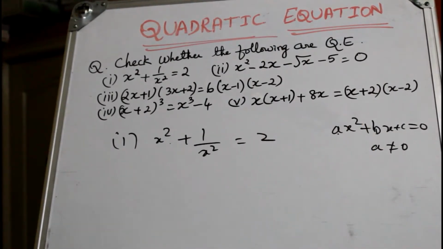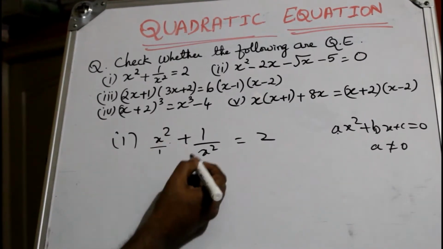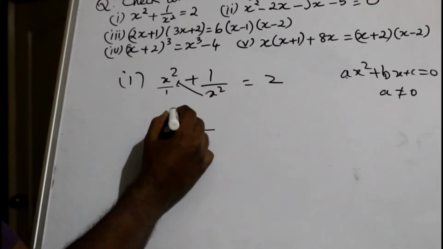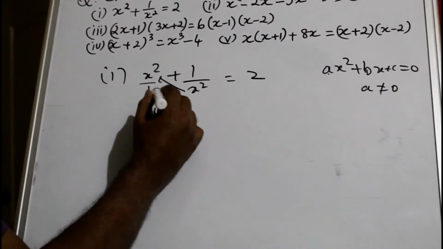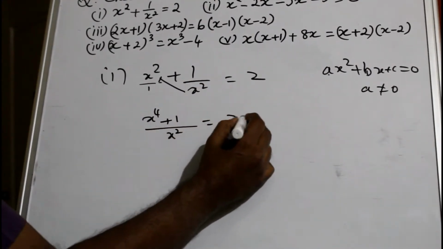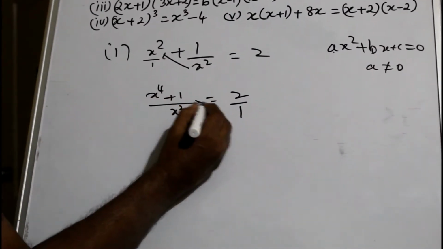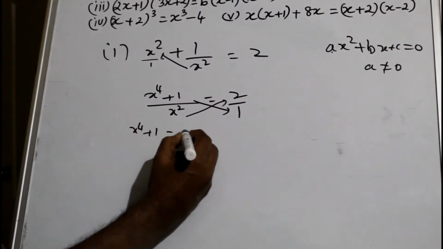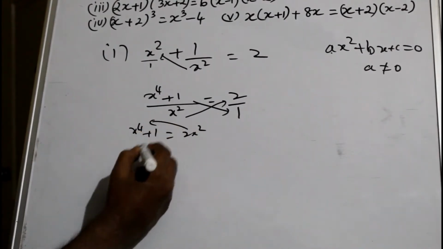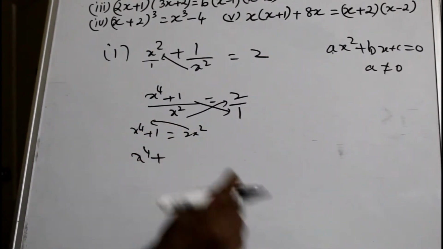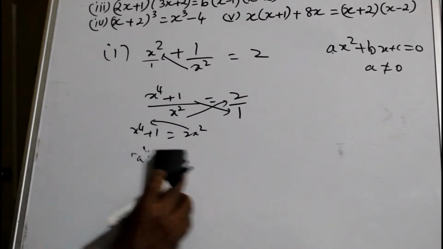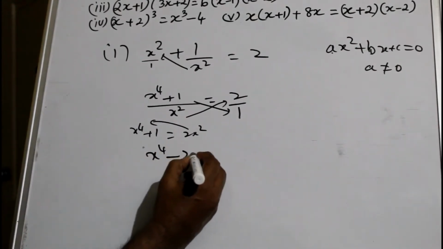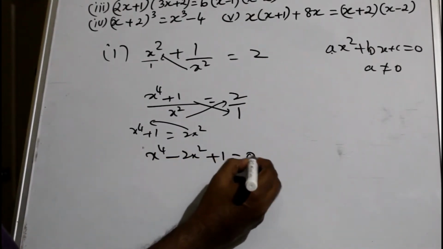Now for this you take the LCM. The LCM is x square. So you get x power 4 plus 1 is equal to this, you put 2 by 1. You cross multiply. You get x power 4 plus 1 is equal to 2x square. Bring this side. You get x power 4 minus 2x square plus 1 equal to 0.